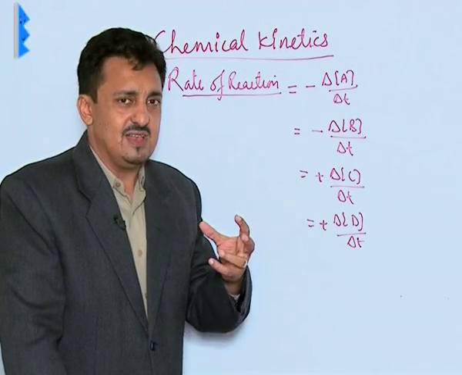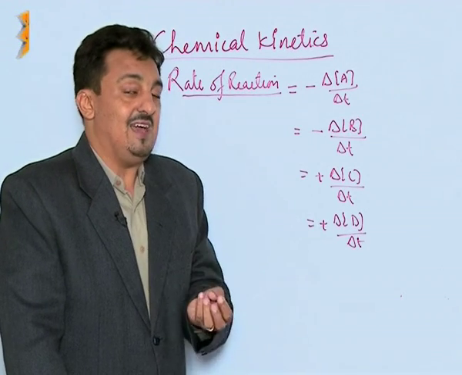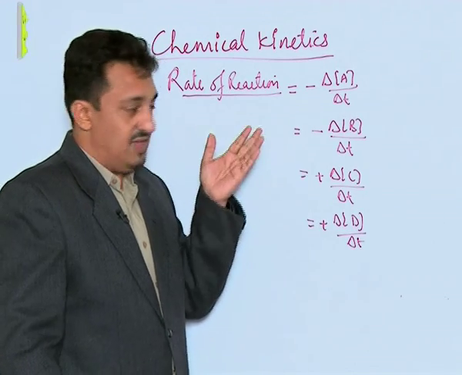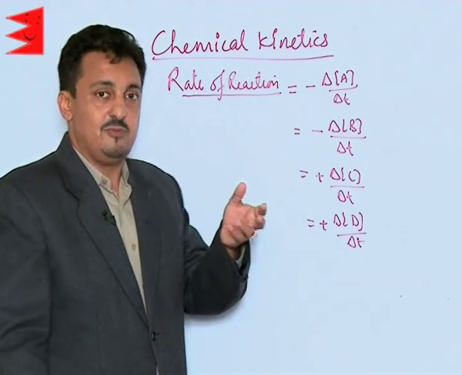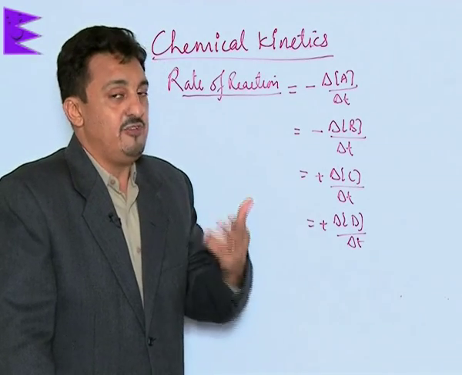Remember, we can find out the rate of the reaction by considering any of the reactants. If we are considering reactant A, then the rate of the reaction which we have got for the conversion of a moles of A combining with b moles of B to form c moles of C and d moles of D, that will be called the rate of decomposition of A.